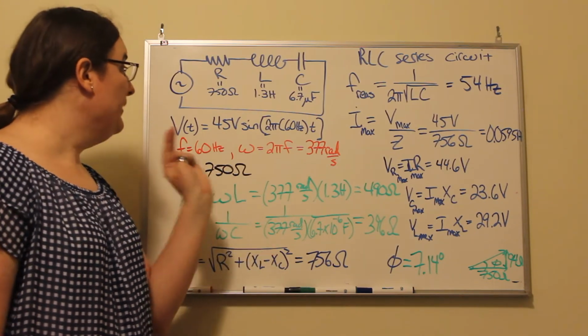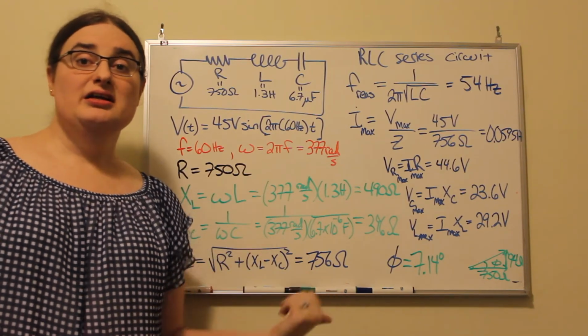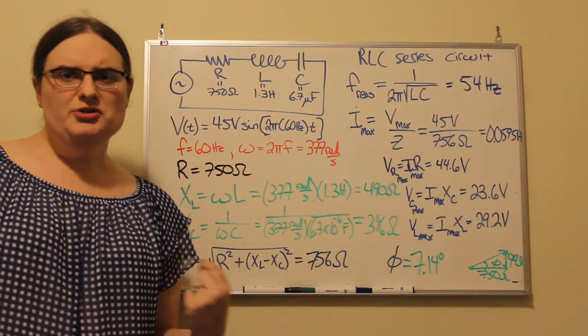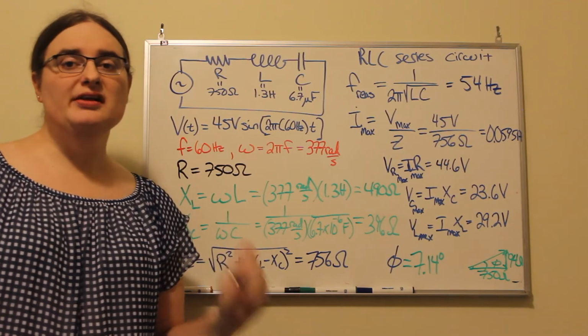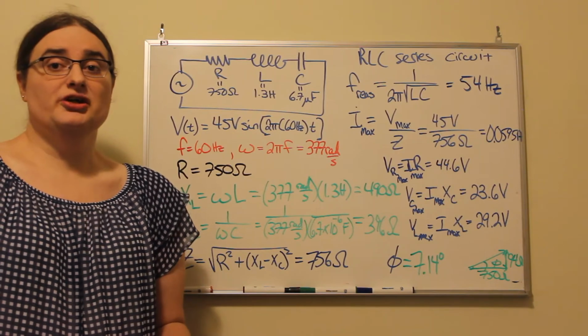Just a little bit above the 750 ohms of real resistance that we actually have, which means we're probably really close to the resonant frequency of this RLC circuit.